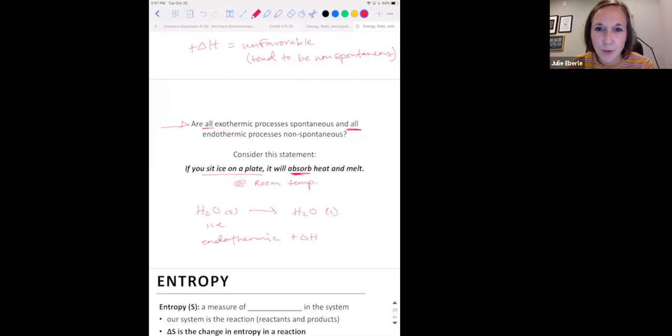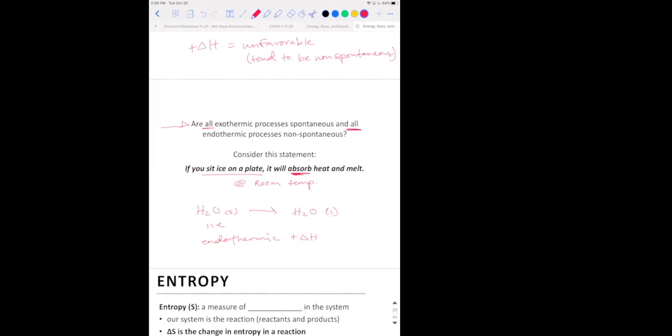Now, the second question is, is this process spontaneous? Meaning, do I have to do anything for that to happen? Or will it just naturally happen? Do I have to pop it in the microwave? Do I have to put it on a stove and turn the burner on? Or will ice just spontaneously melt? What do y'all think? It'll just melt. It'll just spontaneously melt.